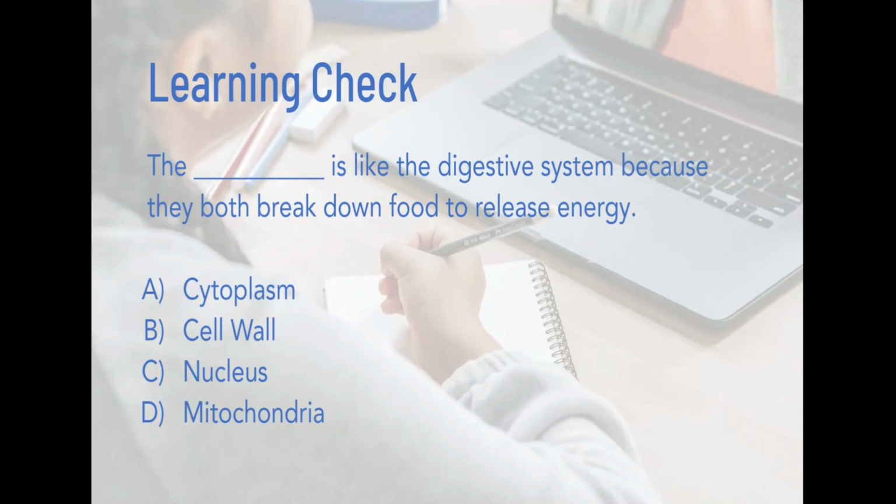So quick learning check. You're going to type this answer in the Zoom chat box. So what is like the digestive system? Because they both break down food to release energy. And I'll pause for you to think. If you chose D, mitochondria, you would be correct.